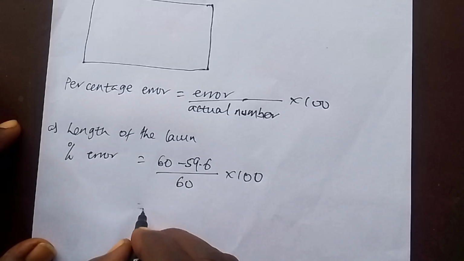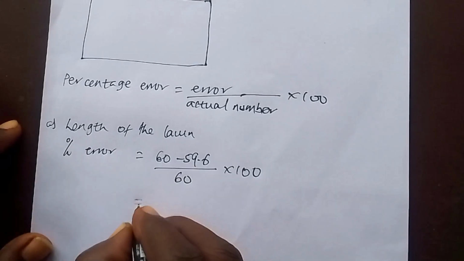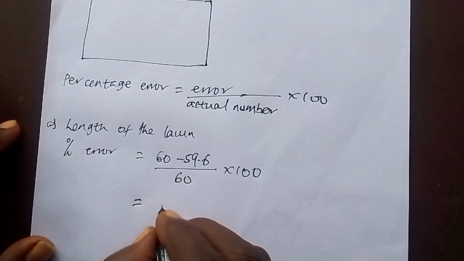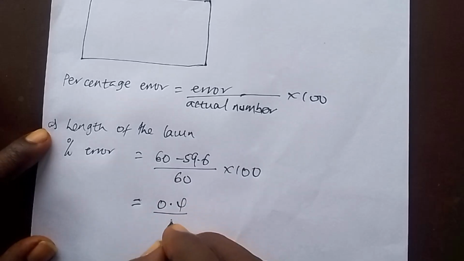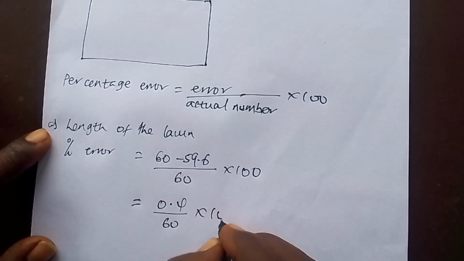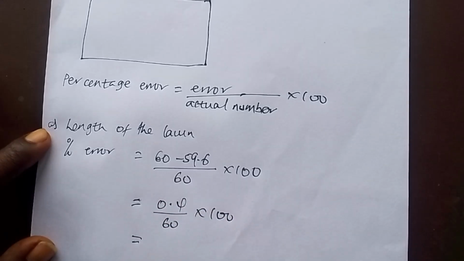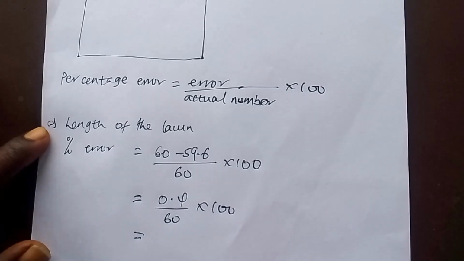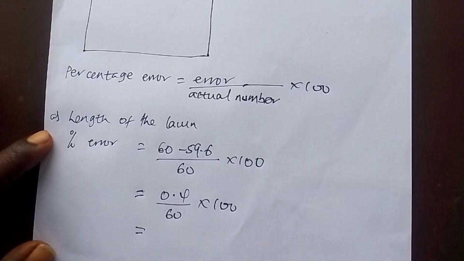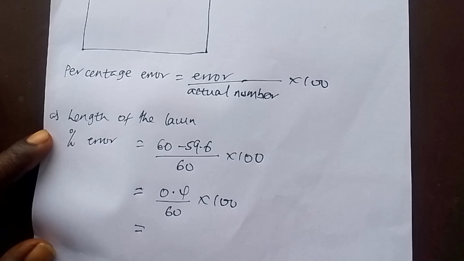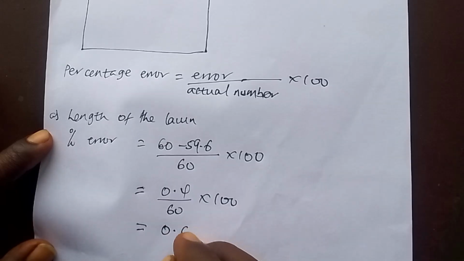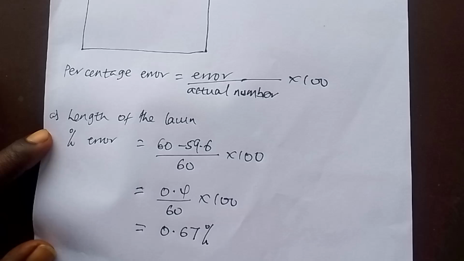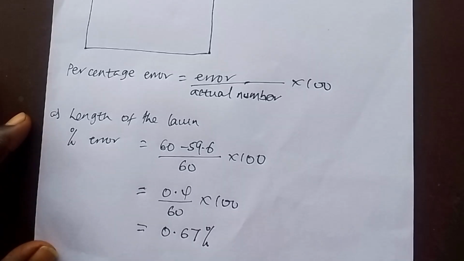So 60 minus 59.6 is 0.4, all on 60 multiplied by 100. With our calculators, that is 0.67%. Always remember to add the percentage sign. So this is the percentage error in the length of the lawn.